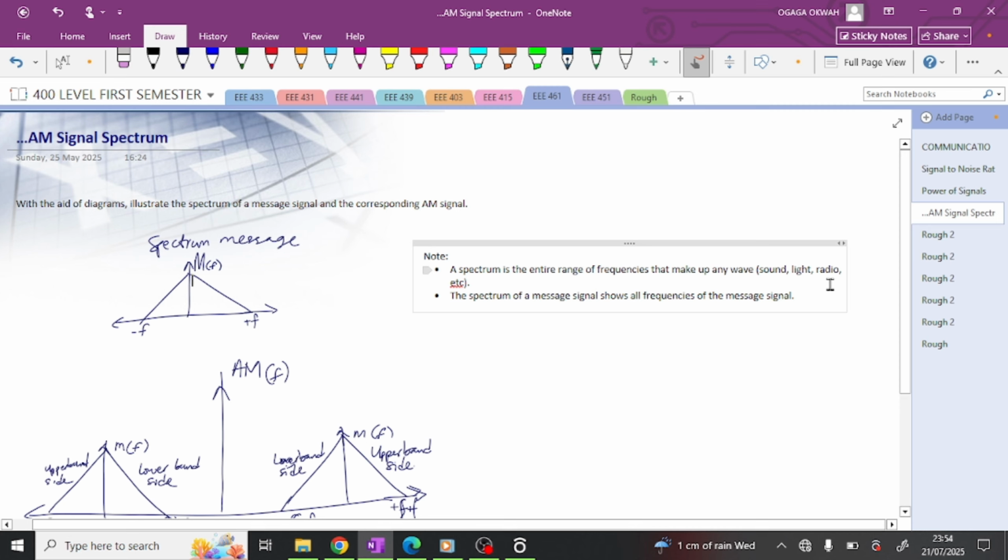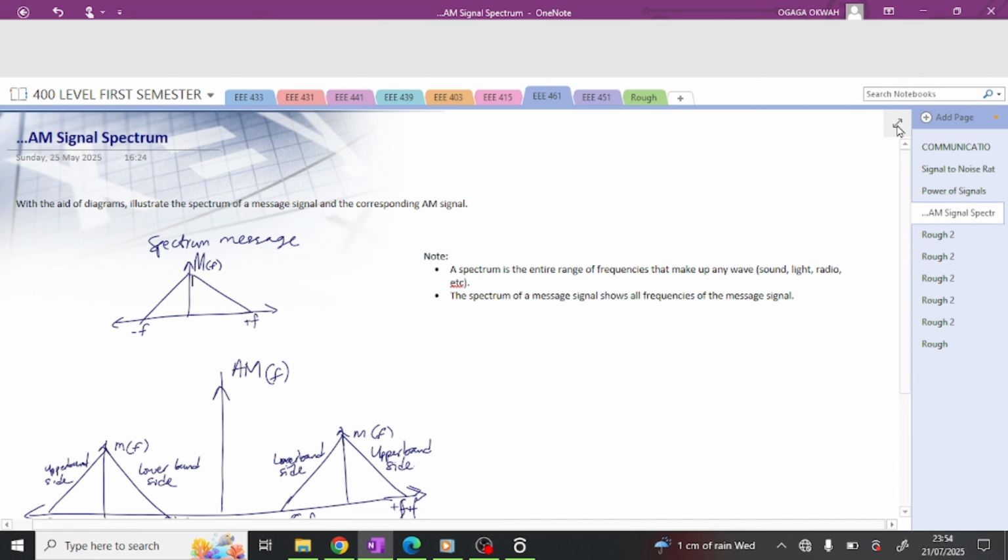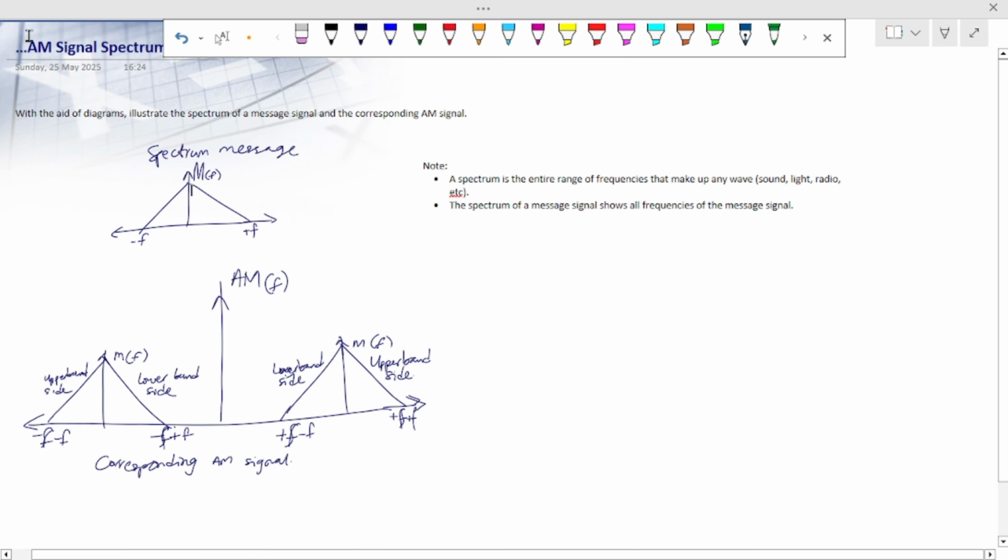Still working on the past questions, communication systems. Look at this: with the aid of a diagram, illustrate the spectrum of a message signal and the corresponding AM signal. What we are dealing with is the AM signal spectrum, the amplitude modulated signal spectrum.